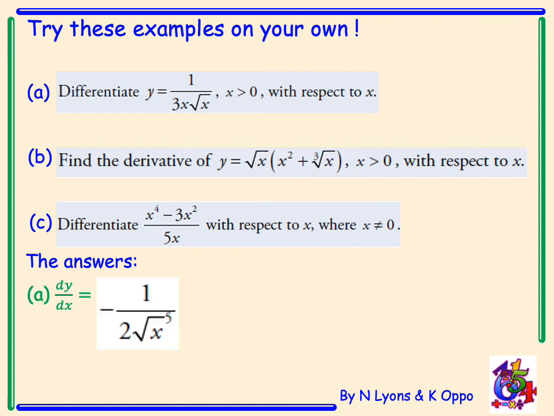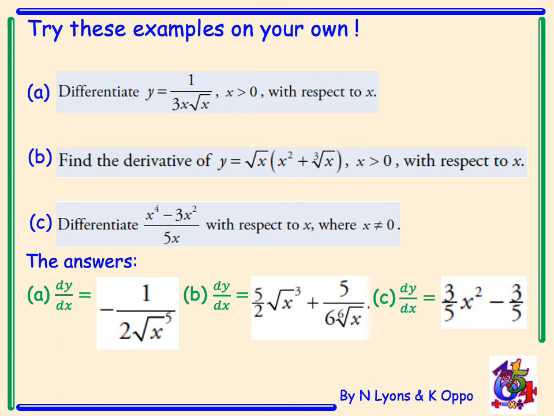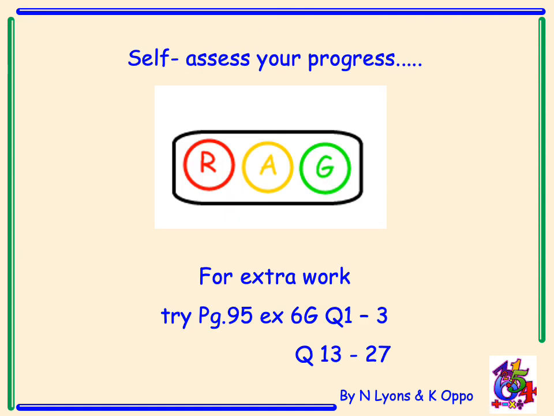The answers: A, the derivative is equal to negative 1 over 2 root x to the power of 5. B, the derivative is 5 over 2 root x cubed plus 5 over 6, sixth root of x. And C, dy by dx equals 3 over 5 x squared minus 3 over 5. Please self-assess your progress. For extra practice, turn to page 95, exercise 6G, questions 1 to 3, and then questions 13 to 27.